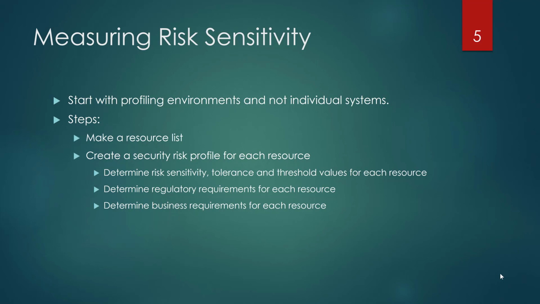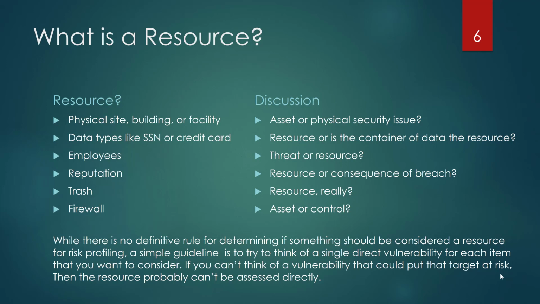And as you're doing that, you've got to make some determinations of what is a resource. So here's the kind of definitive rule from the book, which is not a definitive rule. It's that something is a resource if you can think of a single direct vulnerability for each item you want to consider. If you can't think of that vulnerability, then it's probably not a resource.